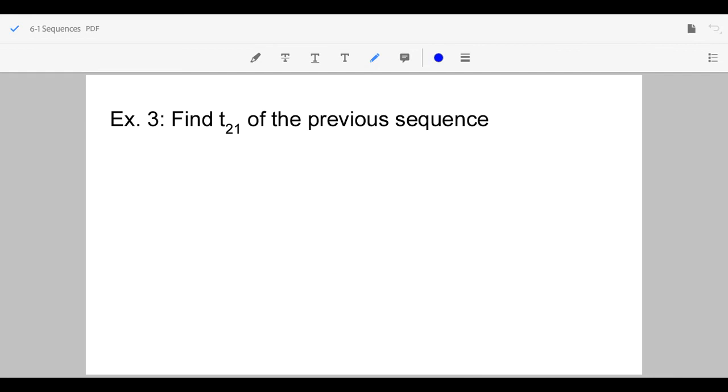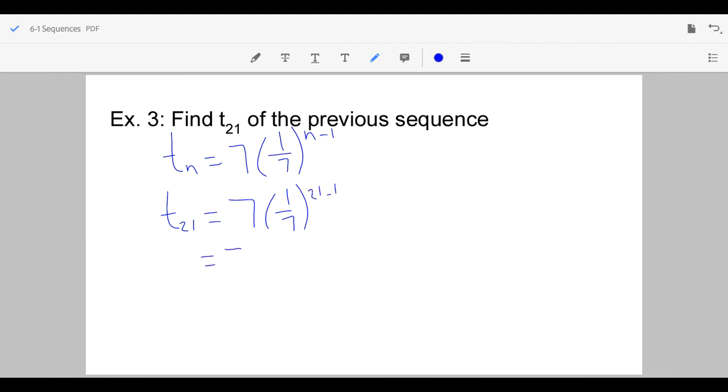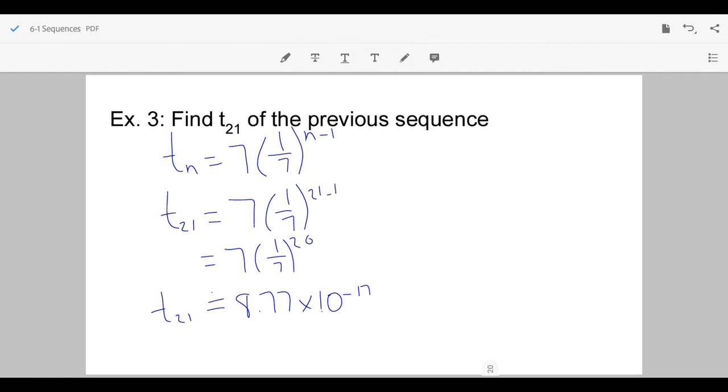Here's another example. We're going to find term 21 of the previous sequence. So the equation that we just came up with was term n is equal to 7 times 1/7 to the exponent n minus 1. Term 21 would be 7 times 1/7 to the exponent 21 minus 1, which would be 20. So 7 times 1/7 to the exponent 20. Put that into your calculator and you're going to end up with approximately 8.77 times 10 to the -17. Very, very small number, because you're taking 7 and dividing it by 7 multiple times over and over till you get a very small fraction.